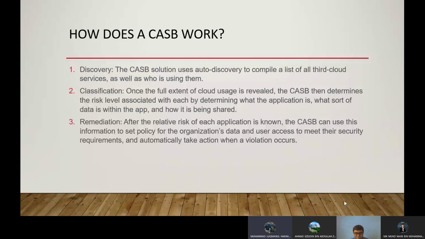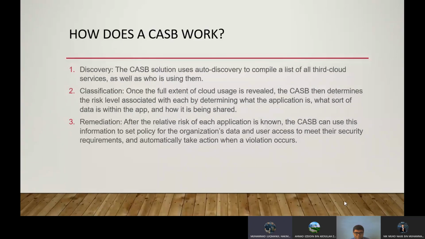So how does a cloud access security broker work? The job of a cloud access security broker is to provide visibility and control over data and threats in the cloud to meet enterprise security requirements. This is done through a three-step process: discovery, classification, and remediation. First, discovery: the cloud access security broker solution uses auto discovery to compile a list of all third-party cloud services as well as who is using them.